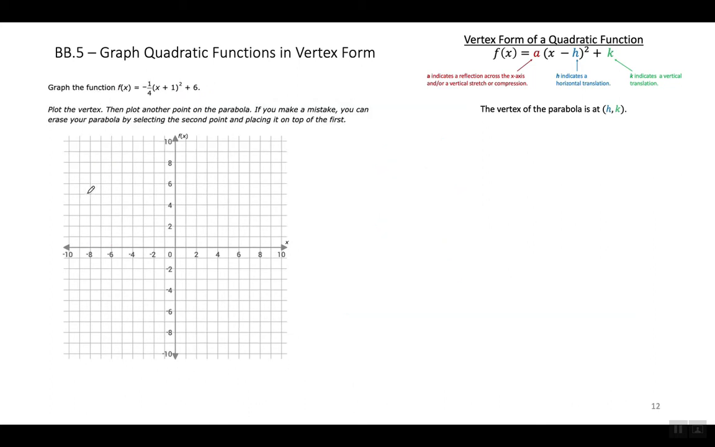Okay, a few more examples. Okay, this one has a fraction in it, but it's easy. All right, let's look at it.